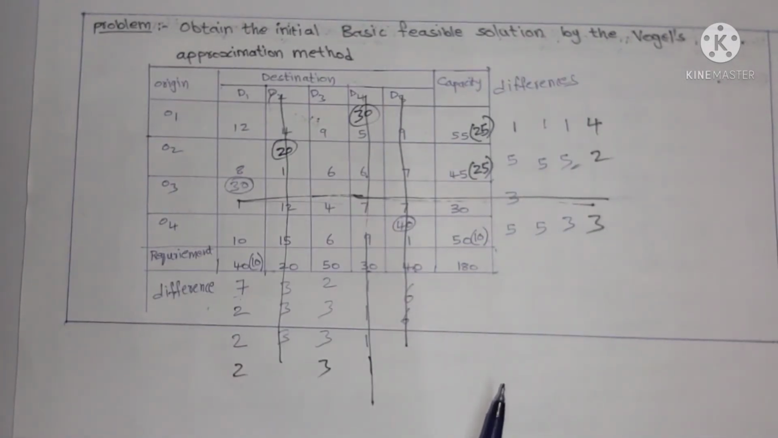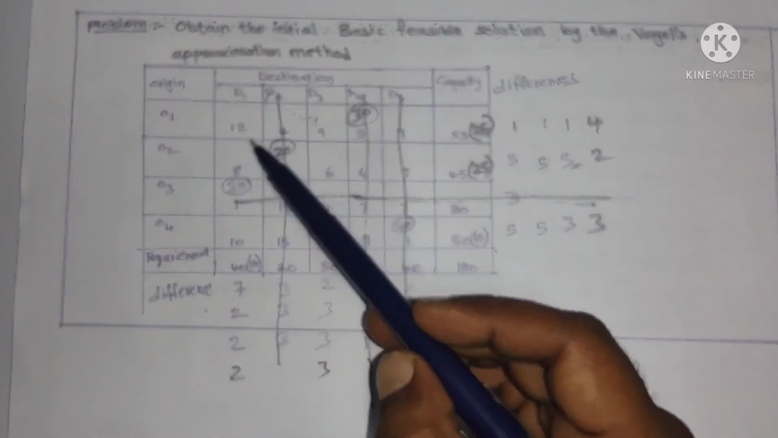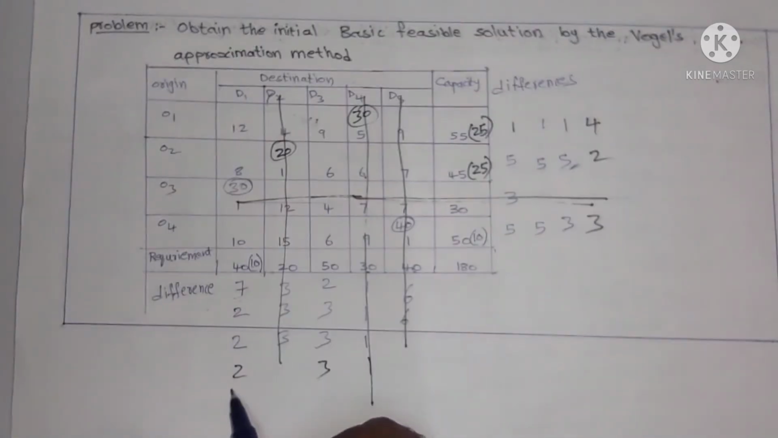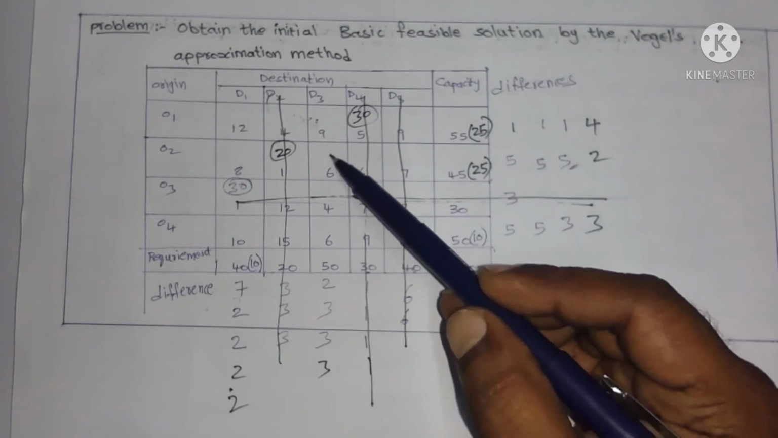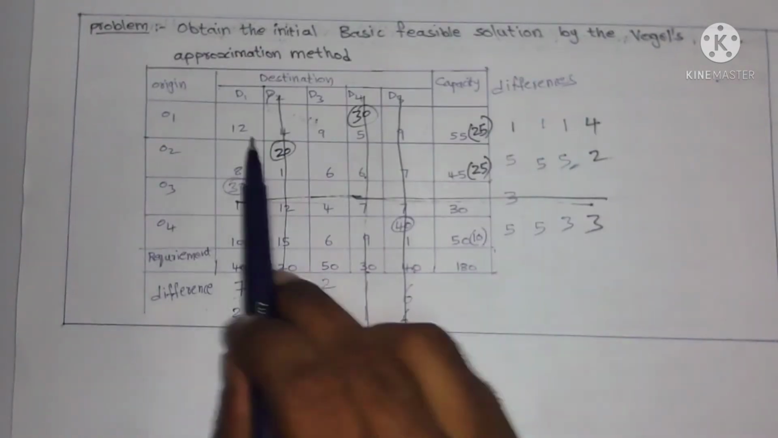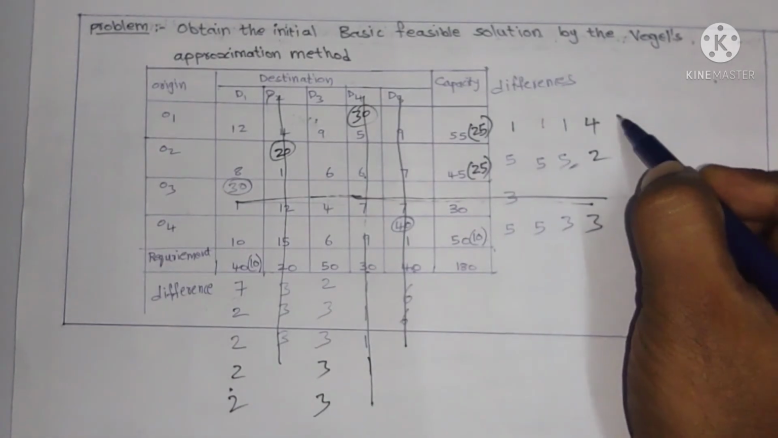Okay. Next, again we have to go for the same procedure. Again we have to take the differences. So what are the two cheapest cells in this first column? 10 and 8. The difference is 2. Again in this third column, what are the two cheapest cells? 9 and 6. The difference is 3. Again in the first row, 12 and 9. The difference is 3.